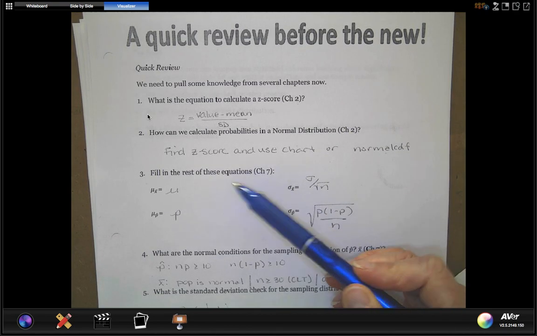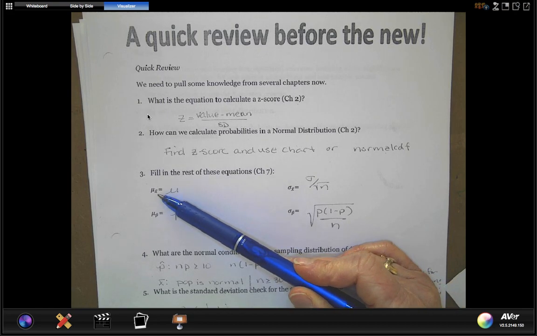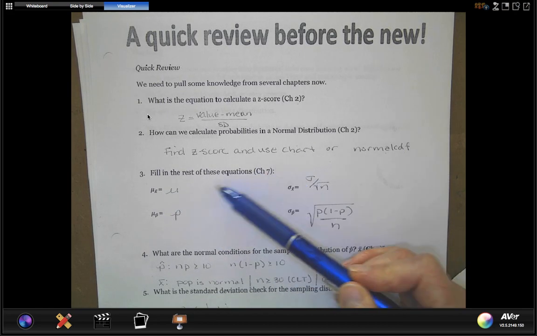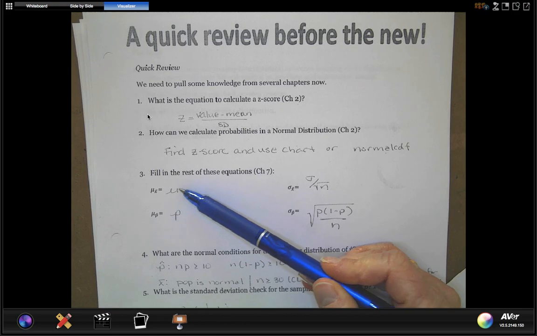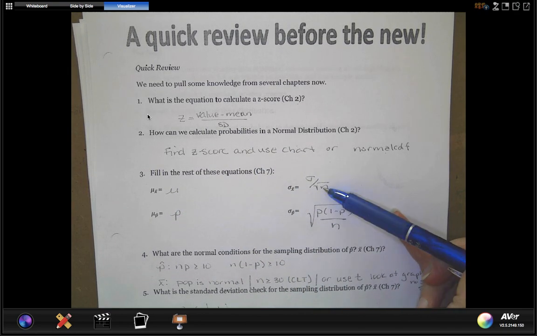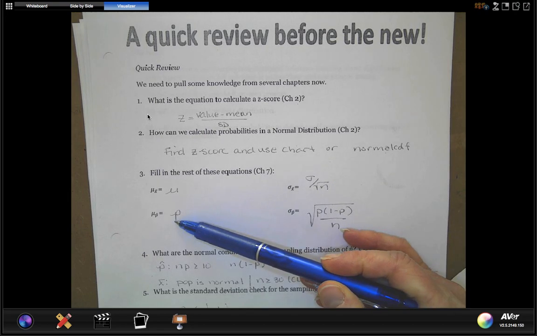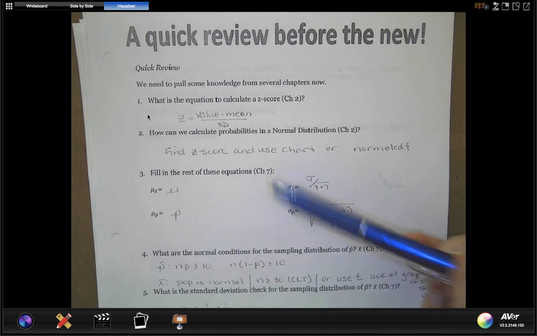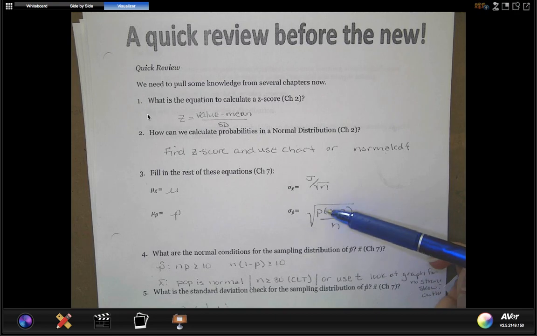From Chapter 7, we had these equations. So we talked about the sampling distribution in Chapter 7. So the mean of x bar is equal to mu. Standard deviation of x bar is sigma over the square root of n. The mean of p hat is equal to p. The standard deviation of p hat is the square root of p times 1 minus p over n.